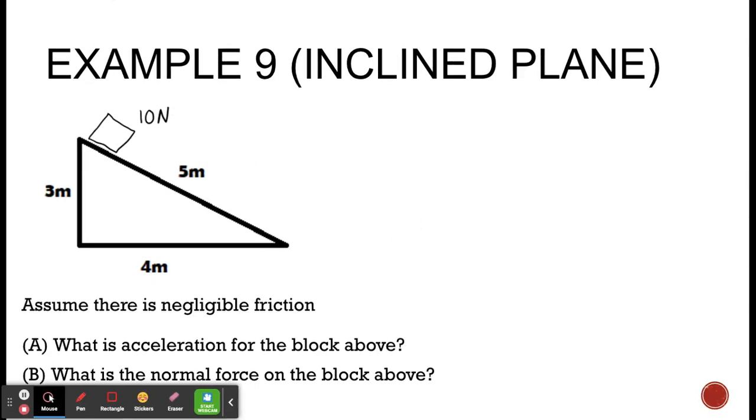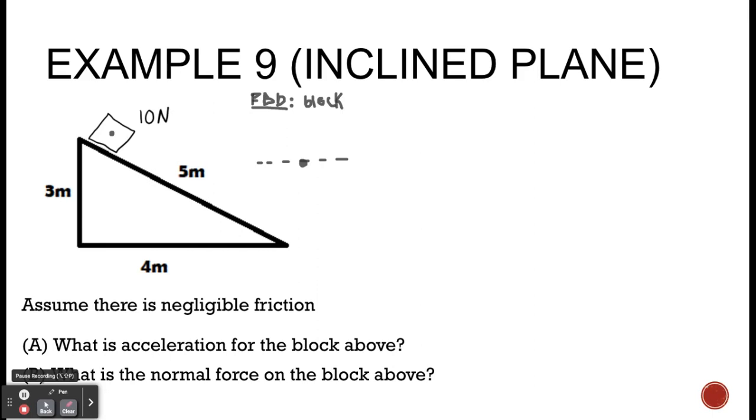So we're going to start out with example number 9 from the guided notes. This is an AP based example. In example 9, we're given a block on an incline. We're given the lengths of each of the sides of that inclined plane. We're also given the weight of the object. We're also told that friction is negligible, so we do not need to include friction in our free body diagram. We're asked to find the acceleration of the block and then the normal force as well.